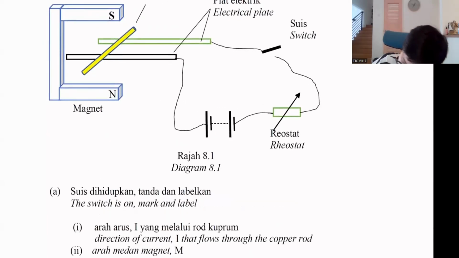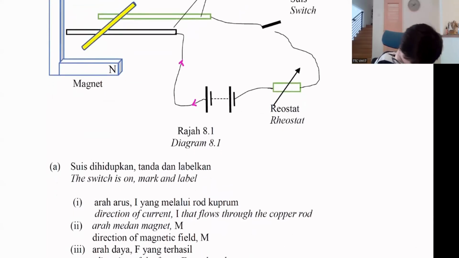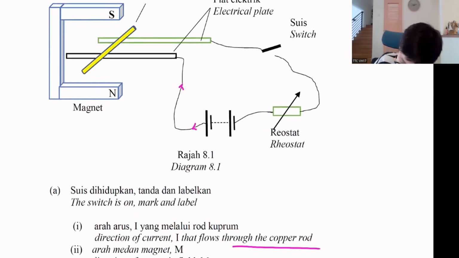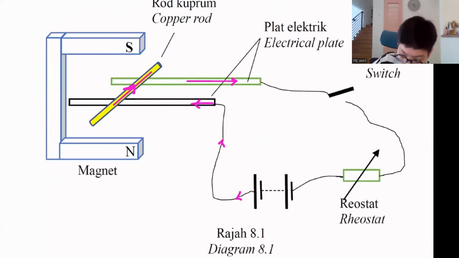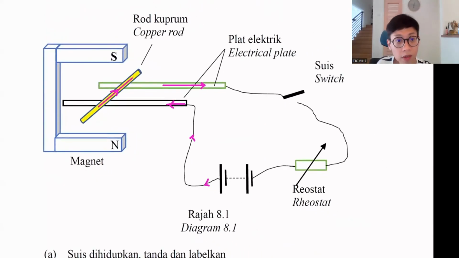So current. This is my direction of current. They want you to label the flow through the copper rod. So the current will flow here, through the copper rod in this direction, and then the current will flow in this direction. So that's the direction of the current flow.